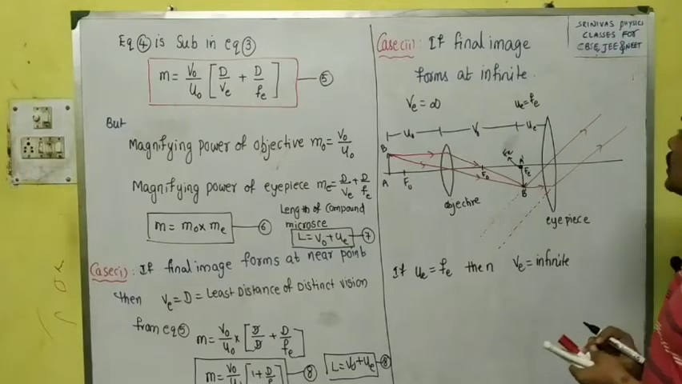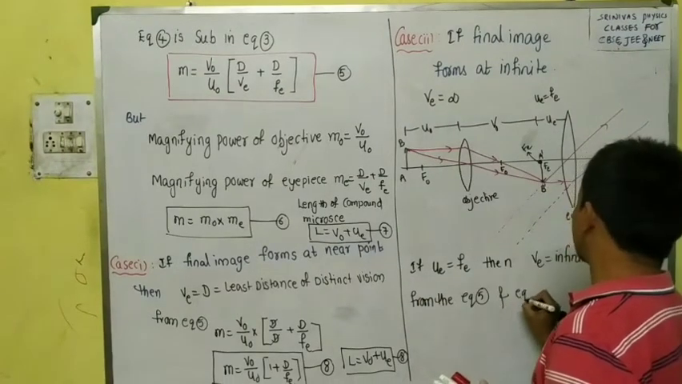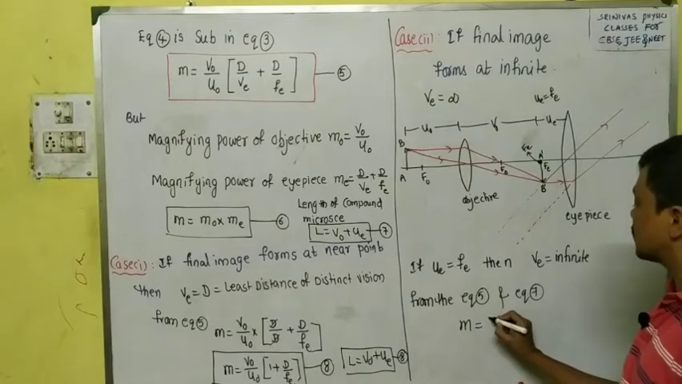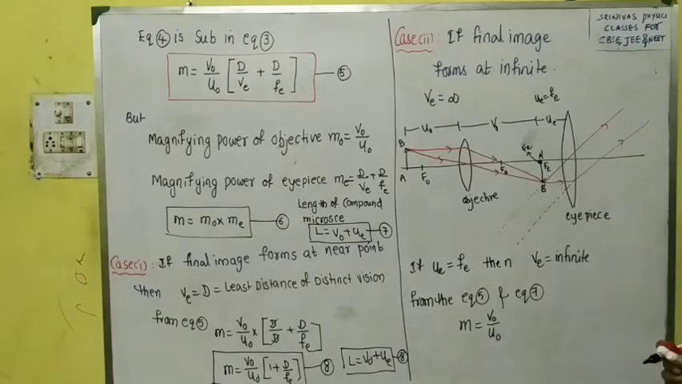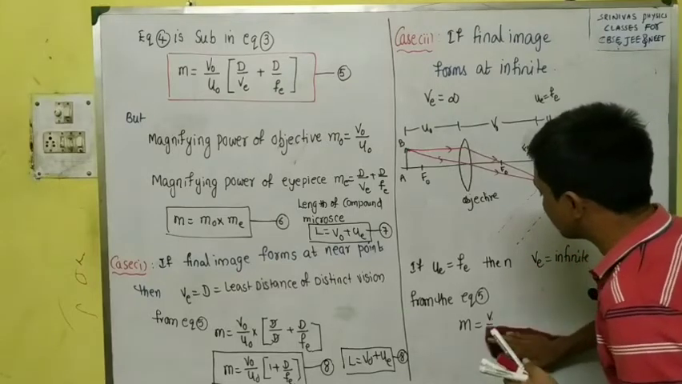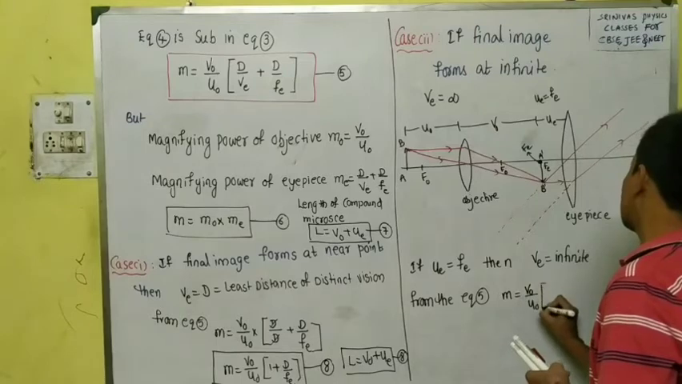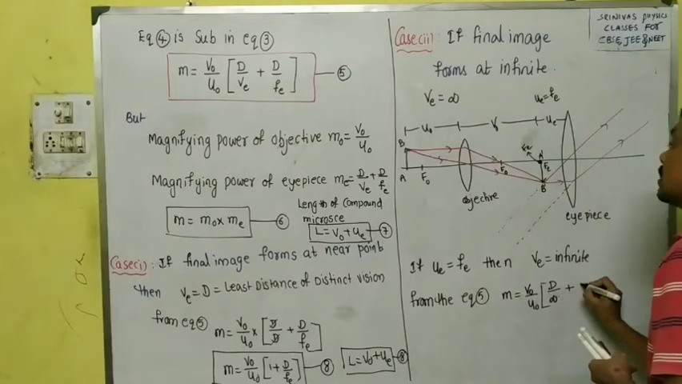We substitute this in the equations, from equation 5 and equation 7. First we write the magnifying power. From equation 5 we get m is equal to v0 by u0 into, 1 plus D by ve, ve is infinite, plus D by fe.